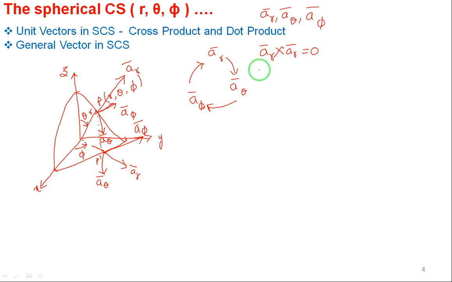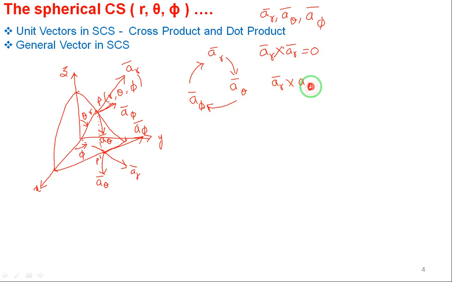Then if I take the cross product of dissimilar vectors, I want to take the cross product of AR cross A theta, then A theta cross A phi, then A phi cross AR. This is in the cyclic direction, whatever we have drawn. I will come in reverse: AR cross A phi, A phi cross A theta, A theta cross AR. We know the cross product is not commutative; it will reverse the direction. So first let me write, I will take only one, AR cross A theta.